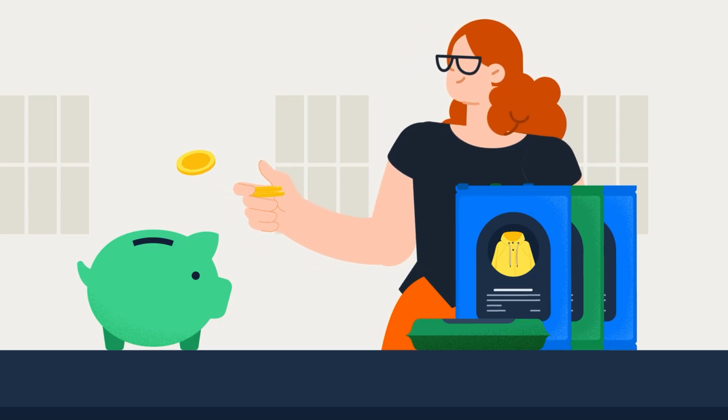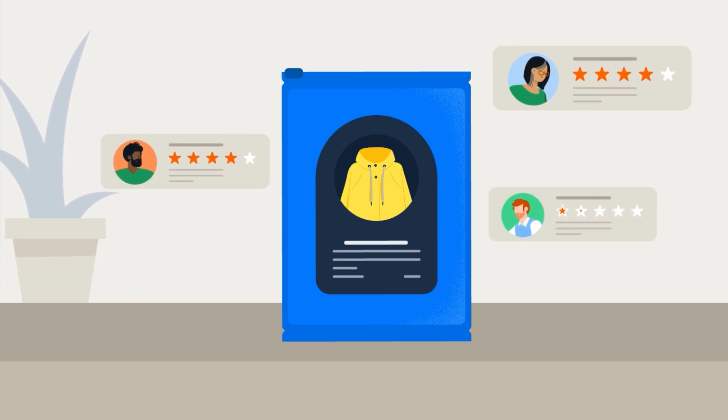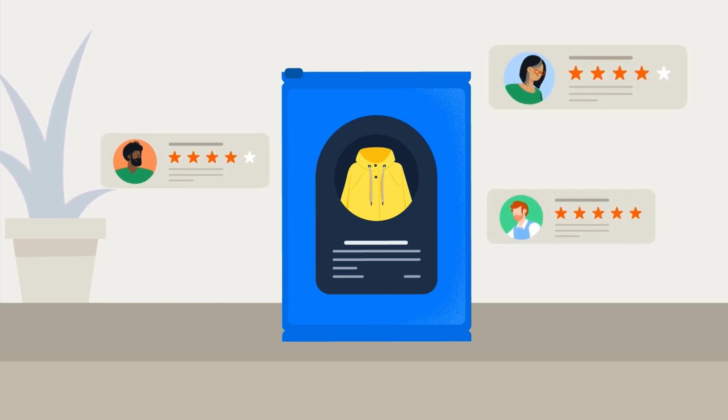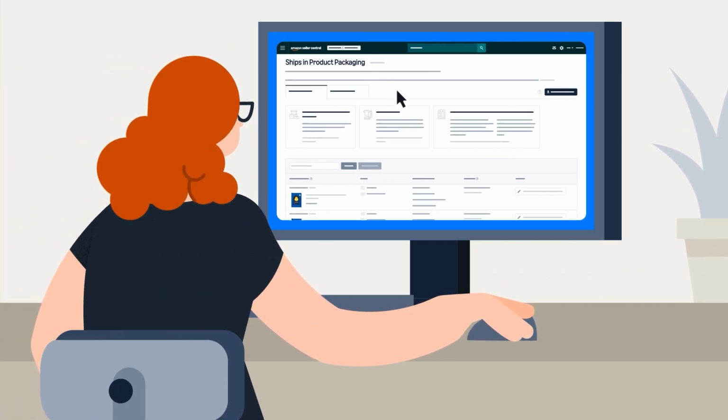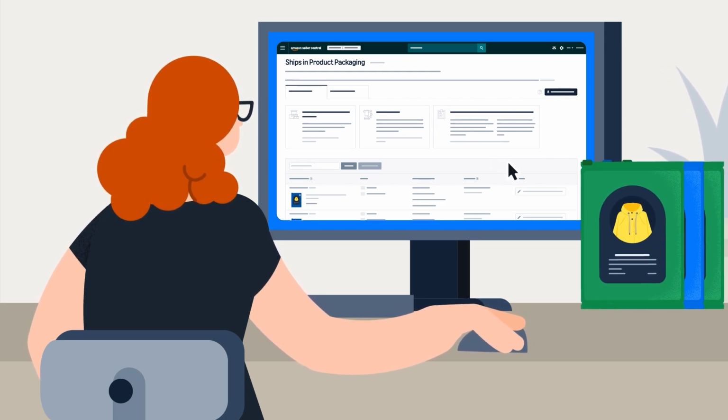Teresa now saves money on fulfillment fees since she doesn't need additional Amazon packaging for her orders. Reviews for the raincoat now include positive feedback about reduced packaging materials. She can come back to the SIPP enrollment page to manage existing SIPP inventory and enroll new groups of ASINs.